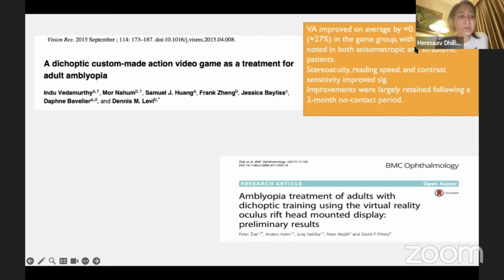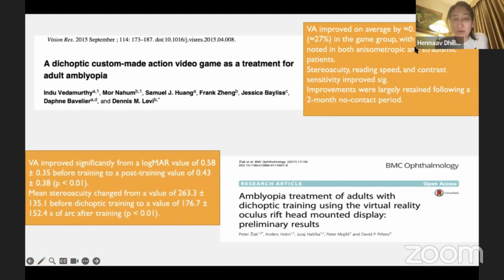2015, again, Indu Vedamurthy in India did see that there was improvement on an average in about 27% of the children who were treated with dichoptic games. And there was improvement in the stereo acuity. In addition, there was improvement in the reading speed and contrast sensitivity. Amblyopic therapy with dichoptics in adults, also using an AR headset, resulted in improved visual acuity from 0.58 logMAR pre-training to 0.43 logMAR post-training, with also an increased change in stereo acuity.